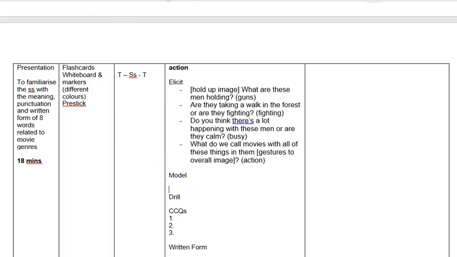For model, it should be no more than listen, model. Listen, action. You are guiding them to focus on your pronunciation, and you are saying the word once, perhaps twice. It's now their turn to drill the word.